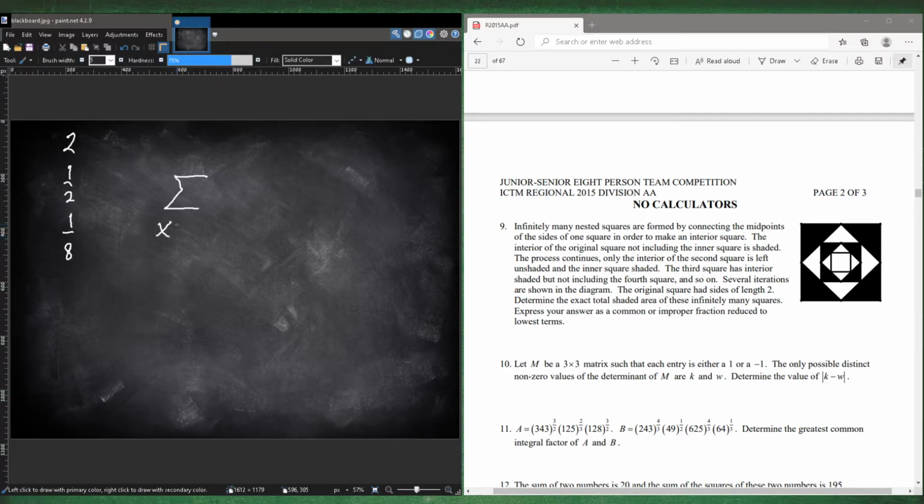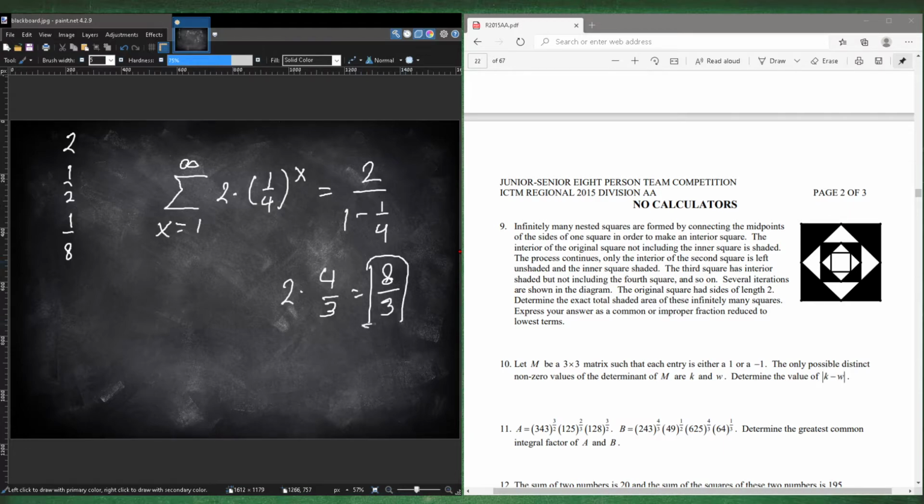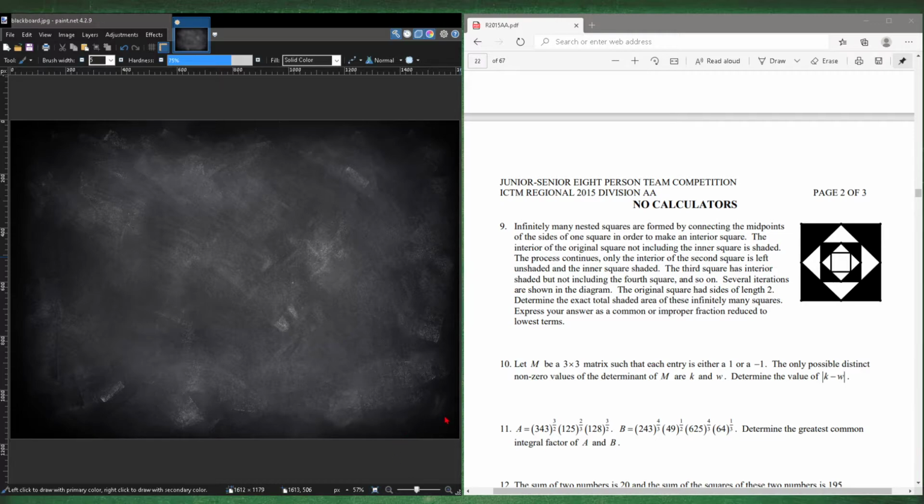So it's going to be a summation from x equals 1 to infinity because this is going on forever, since it's infinitely many nested squares, right, in the first sentence. And our first term is 2 times our common ratio, which is 1/4 to the power of x. So this is an infinite geometric series, but just in a geometry form. So this is just going to be the first term, which is 2, over 1 minus the ratio. And this would be 3/4, so it would be 2 times 4/3, which is equal to 8/3. And that is your answer for number 9. And that's all you need to know. You just need to recognize it as an infinite geometric series in a geometry form.